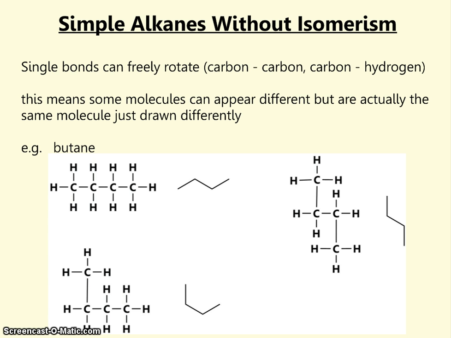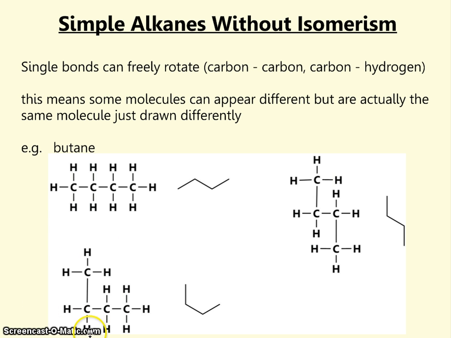Now, the first thing to get straight is that some alkanes can look to be different molecules by the way that you draw them. Okay, so here we've got butane. Now, because the carbon-carbon single bonds in butane can freely rotate, it means that this structure here is equivalent to this structure here with kind of the stepping stones, or this structure here at the bottom. All three representations are of butane.